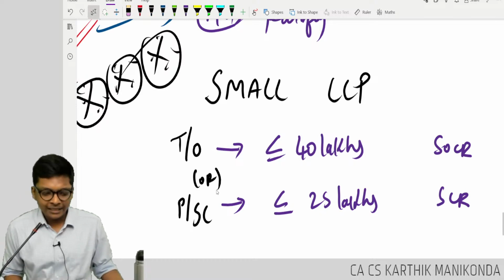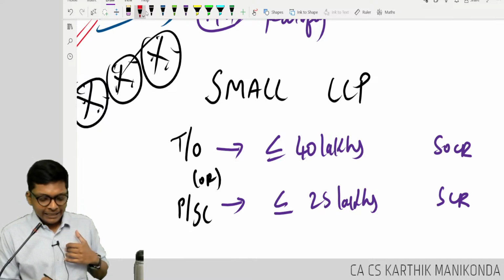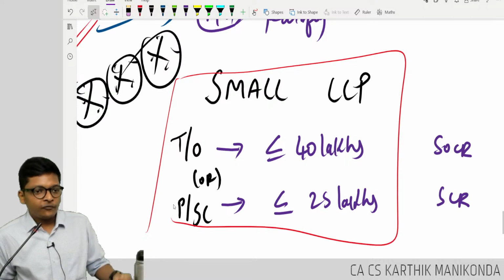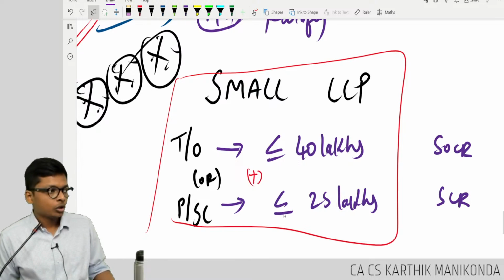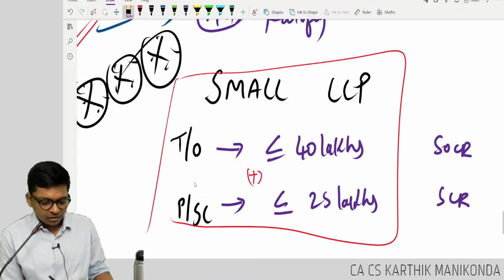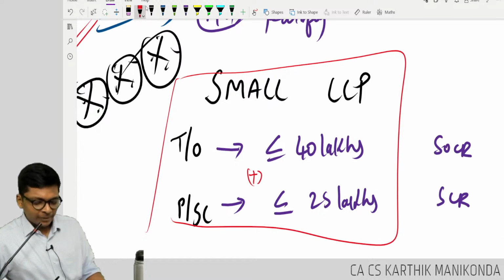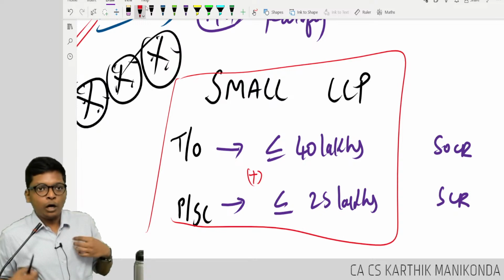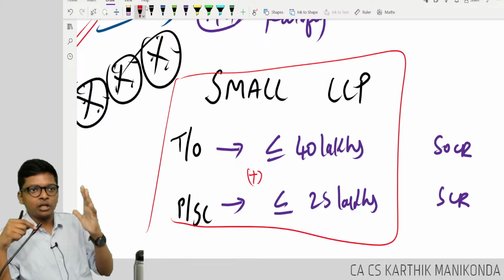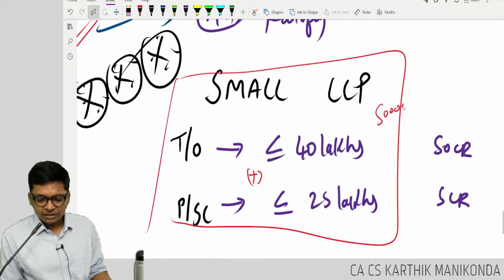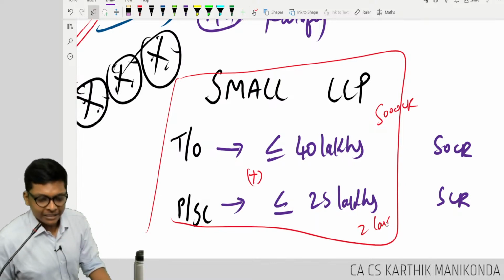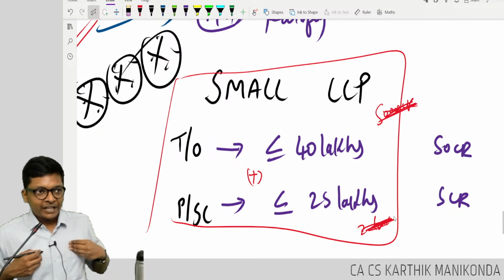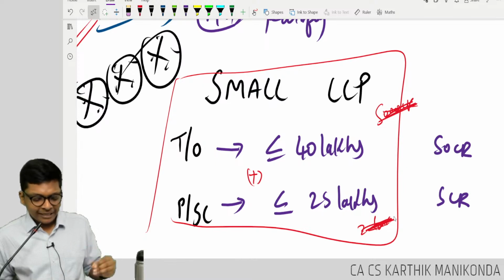It's or, or and? Now, what is small LLP? I'll explain. Today's limit: LLP should have a turnover of less than or equal to 40 lakhs, and paid up share capital less than or equal to 25 lakhs. As per logic, it should be and. See how I remember the logic. I don't remember or and, I just apply logic. If turnover is 5,000 crores and paid up share capital is just 2 lakhs, I will still call it small LLP if I use the word or. It doesn't make sense, correct? That means both should be satisfied. So I don't have to mug up. If turnover is less than or equal to 40 lakhs and paid up share capital is less than or equal to 25 lakhs, then it's called a small LLP.